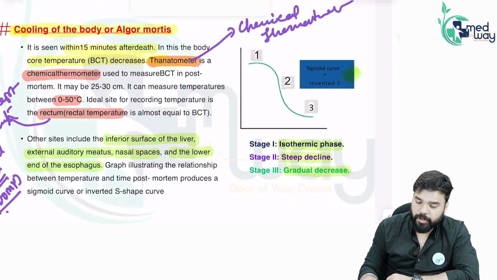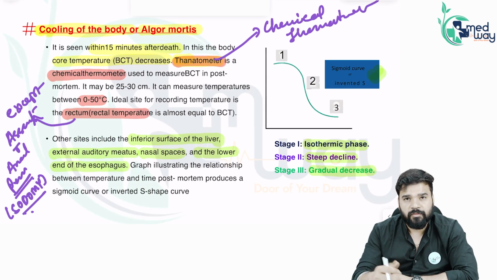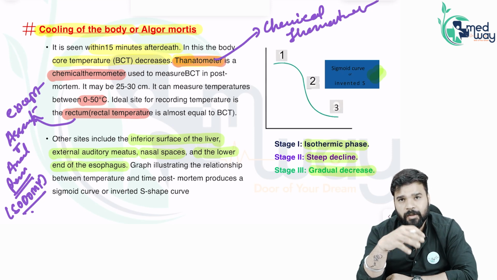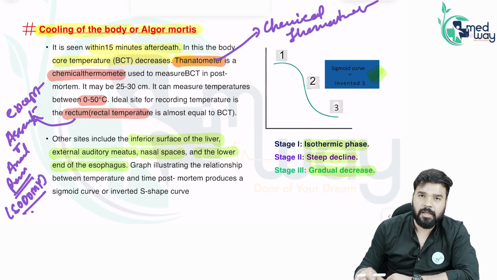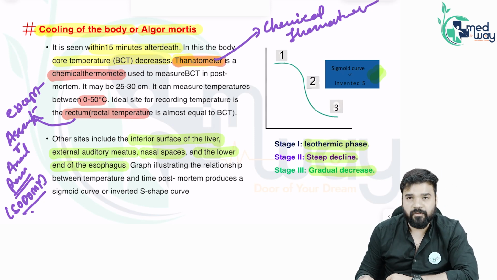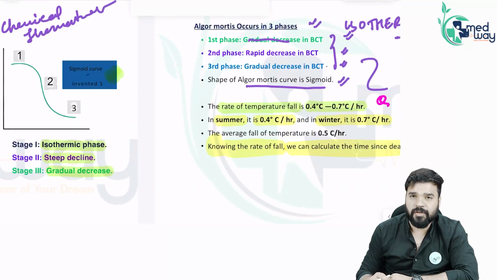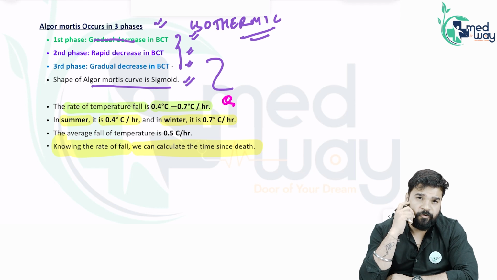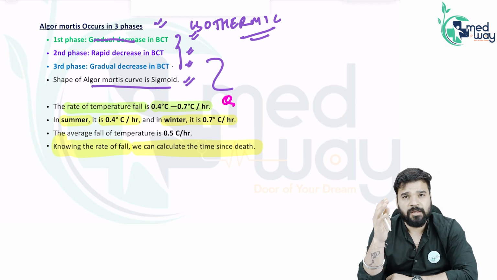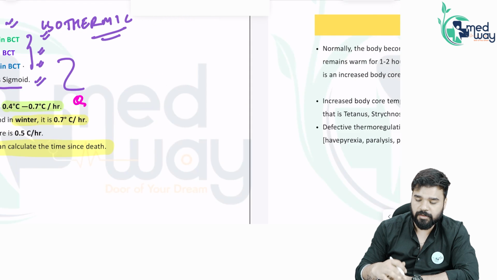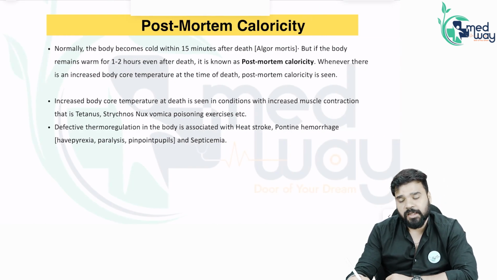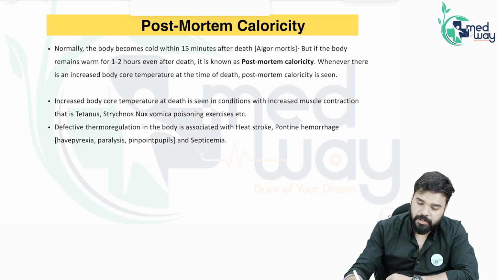Okay. So important points to remember: within 15 minutes, thanatometer, rectum, inferior surface of liver, nasal spaces, lower end of esophagus, and external auditory meatus. The graph will be inverted S or sigmoid shaped. There will be three phases: isothermic phase, then rapid, then gradual. Rate of fall of temperature is 0.4 to 0.7, 0.4 in summer, 0.7 in winters. Simple. Okay. Now, what is postmortem caloricity?